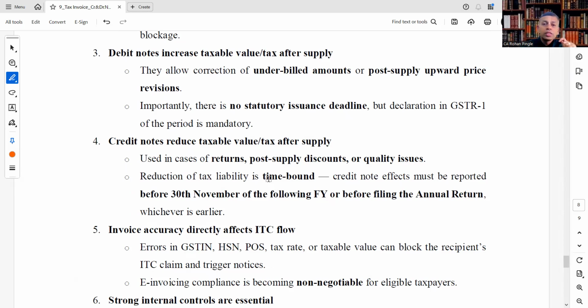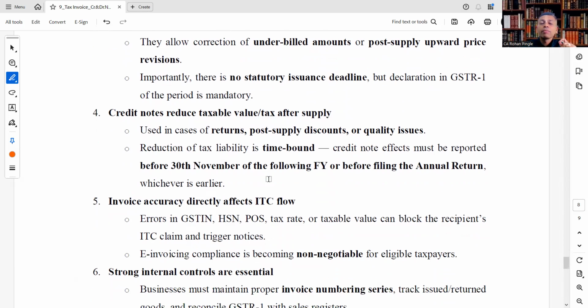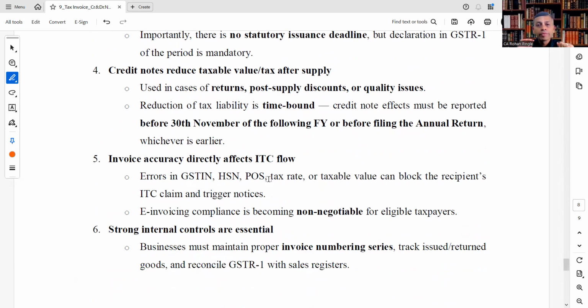Credit notes, whereas, reduce the taxable value or tax after supply, and are used in case of returns, post-supply discounts, or quality issues. Reduction of tax liability is time bound. Credit note effects must be reported before 30th November of the following financial year or before filing the annual return, whichever is earlier. So a credit note has a time limit.